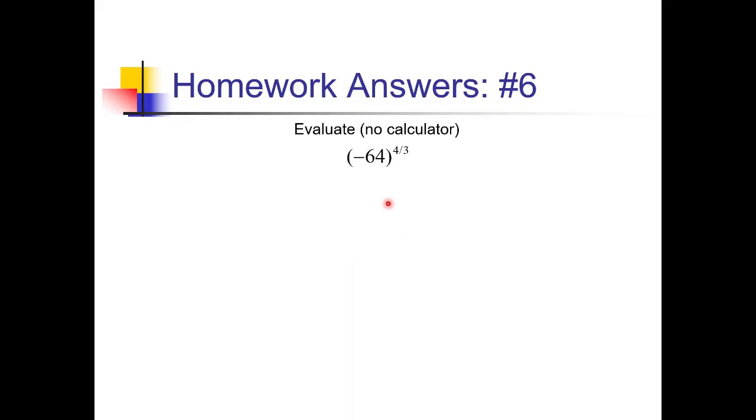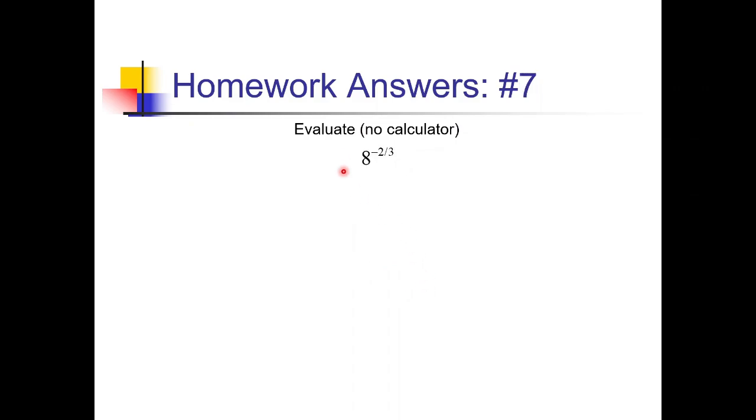For this one, we want the negative 64 to the 4/3 power. So I'm going to rewrite this in radical form to help myself out. This is going to be the third root of negative 64 raised to the fourth power. So let's do the root first. This is the number I have to raise to the third power to get negative 64, and that's going to be negative 4. Negative 4 then to the fourth power, that's 4 of those multiplied together, and you could do it by hand, but I happen to know that this comes out to 256.